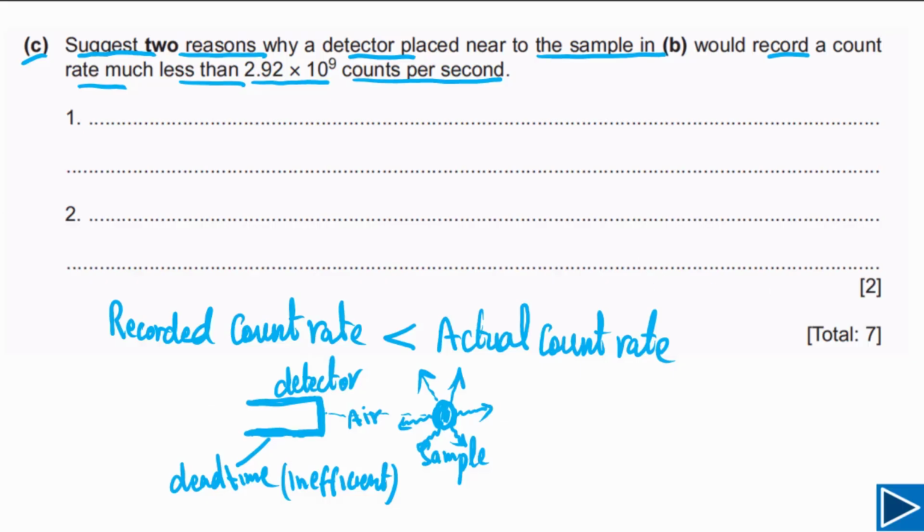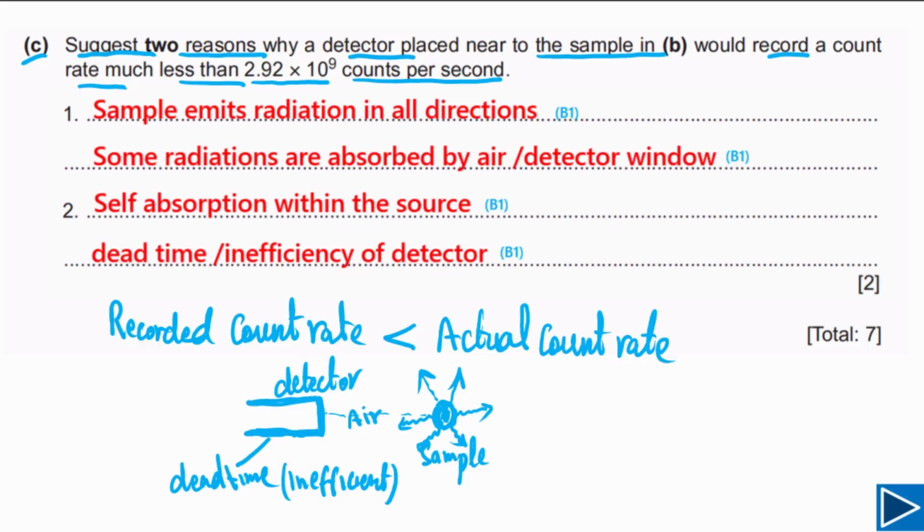So let me show you how you can write down your answer in a proper way. This is how you can write down your answer. I have mentioned these points. If you have written these points or you have understanding of these points, you will get 2 marks. You only need to mention 2 points. But here you can see there are 4 points. Self-absorption within the source can also be a cause of less count rate, or you can say dead time or inefficient detector. If you write down any 2 points, you will get 2 marks. The first 2 points are very easy to understand, so you can focus on the first two.